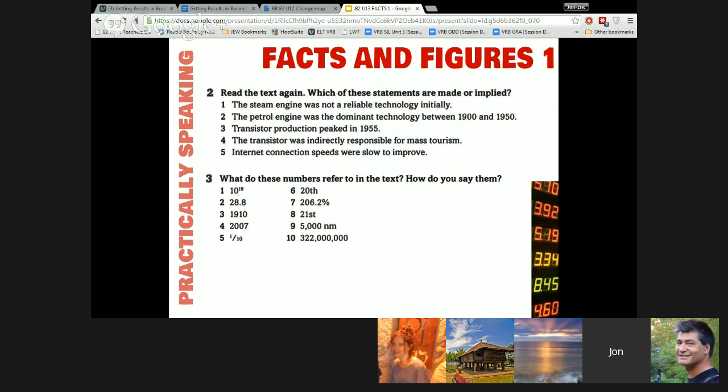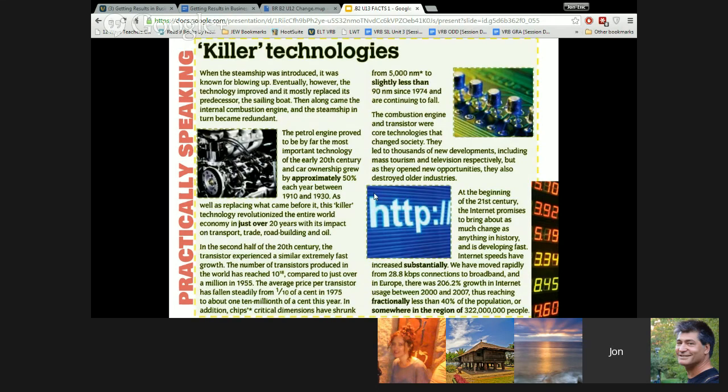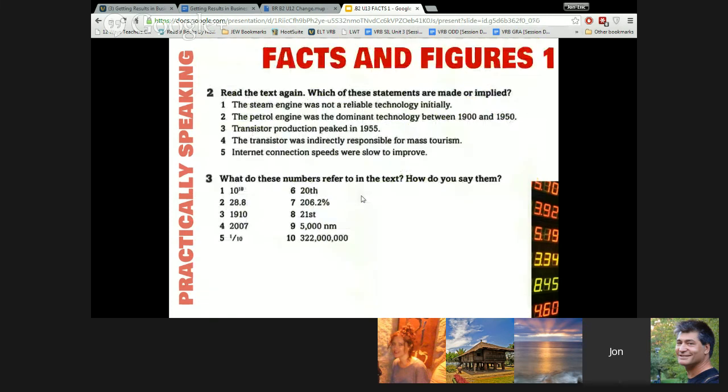The petrol engine was the dominant technology between 1900 and 1950. Jose, is that true or false? And in the text, what gave you the idea? Jose, are you there? Hello, Jose? Yes. I think that it is false, no? It was between 1910 and 1930. And here, the petrol engine was the dominant technology between 1900 and 1950. So is it mostly true or mostly false? Mostly true. Yeah, I agree.